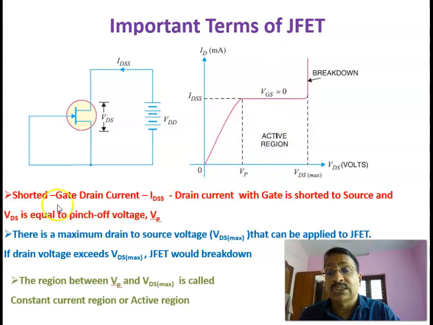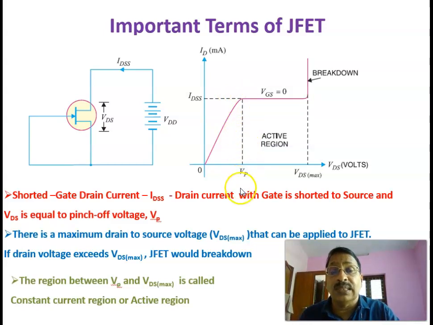Let us see first the short circuited gate drain current, IDSS. That is the drain current with the gate shorted to the source. What is the drain current saturation value? That is, when VGS equals 0, what is the maximum saturated current? That is IDSS. And the gate is short circuited to the source, and VDS is equal to the pinch off voltage, the corresponding voltage where it is just getting saturated.